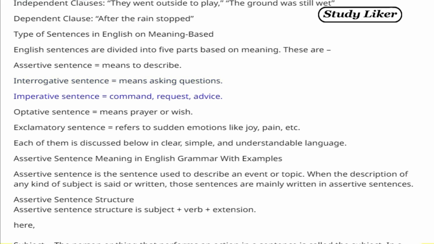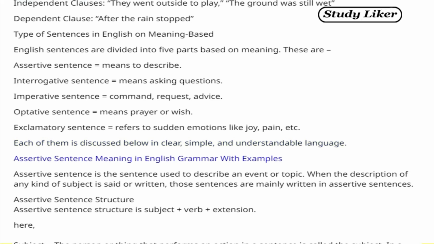Imperative sentence means command, request, advice. Optative sentence means prayer or wish. Exclamatory sentence refers to sudden emotions like joy, pain, etc. Each of them is discussed below in clear, simple, and understandable language.